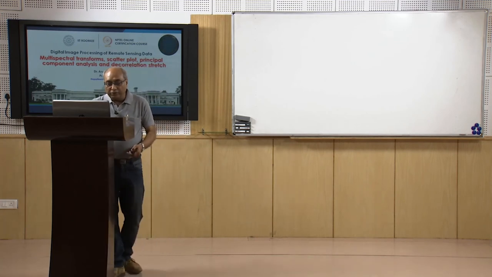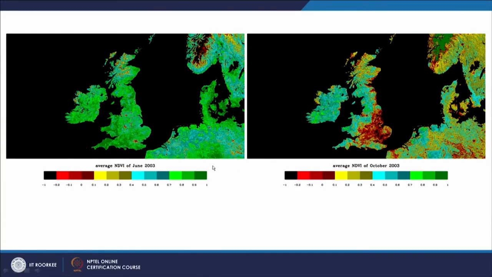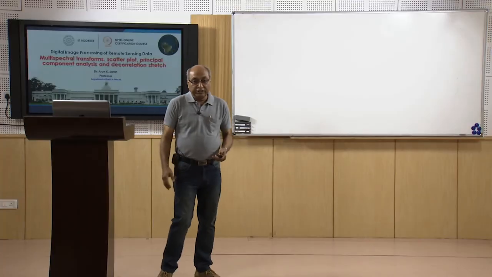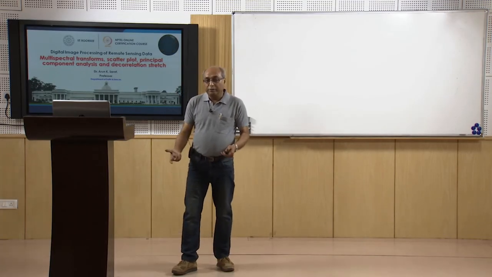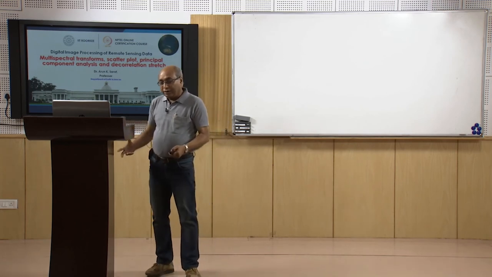These are examples at continental or country scale: the UK, Northern Ireland and some part of Europe. This is the NDVI of June 2003, and this is the NDVI of October 2003. You can see how the NDVI has increased or decreased. In October, because it is the onset of winter, you have very low NDVI values, but in June you have full greenery, and NDVI is touching even up to 1. Generally we employ coarse resolution data, so at country or continental scale, vegetation conditions can be assessed.